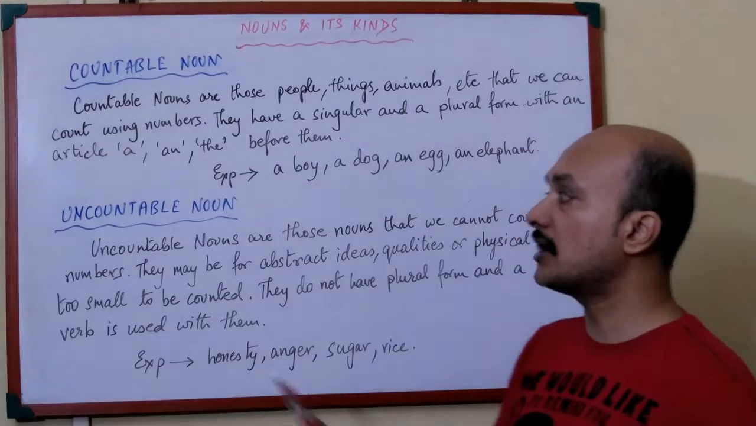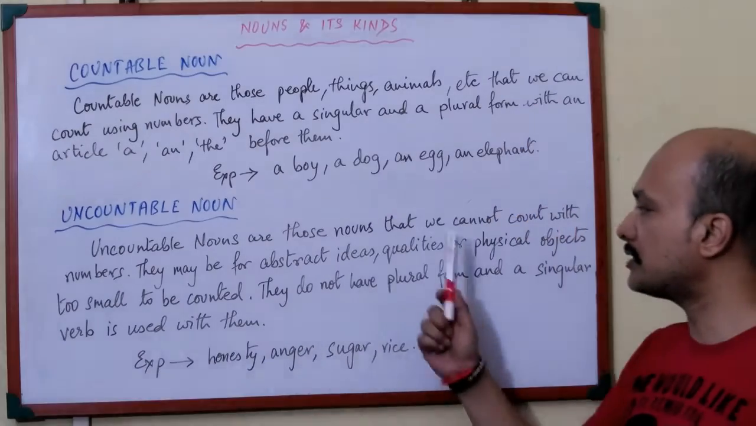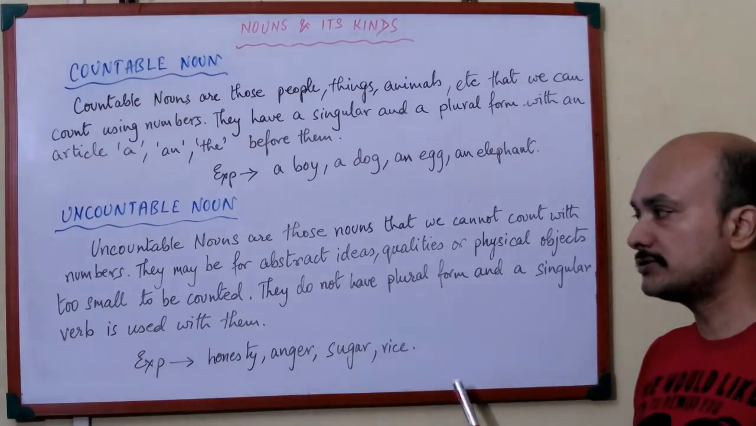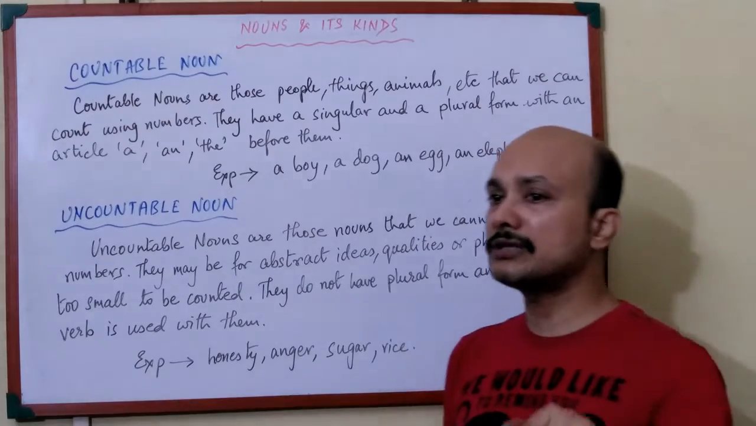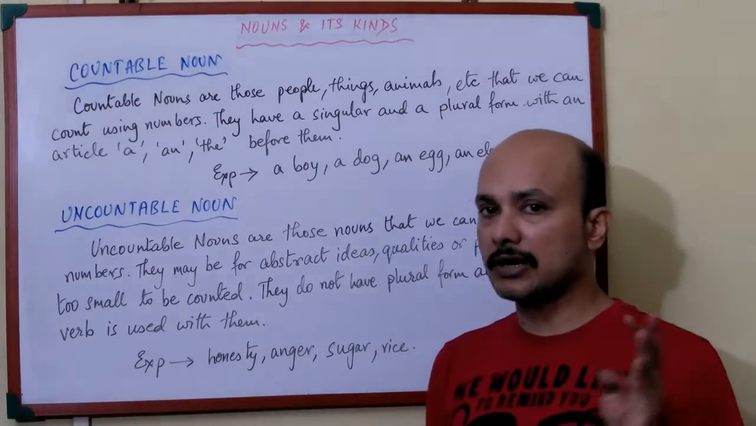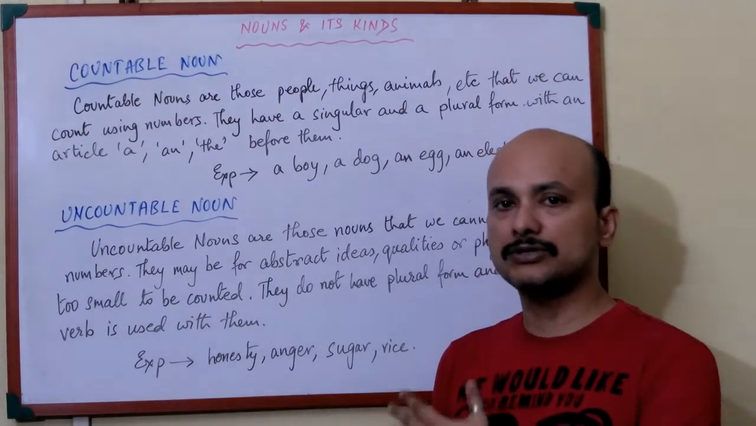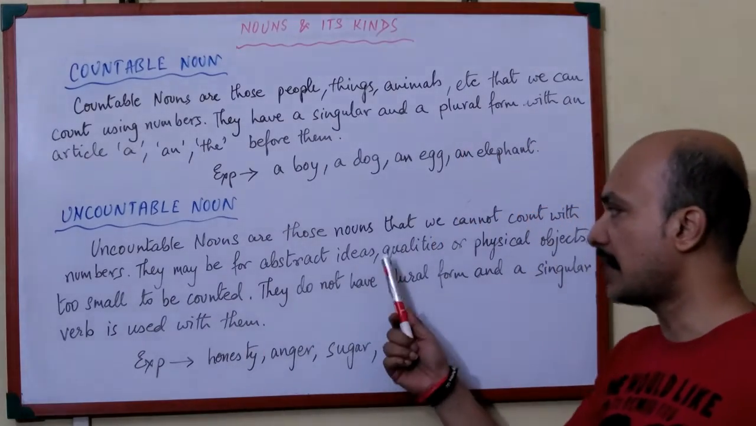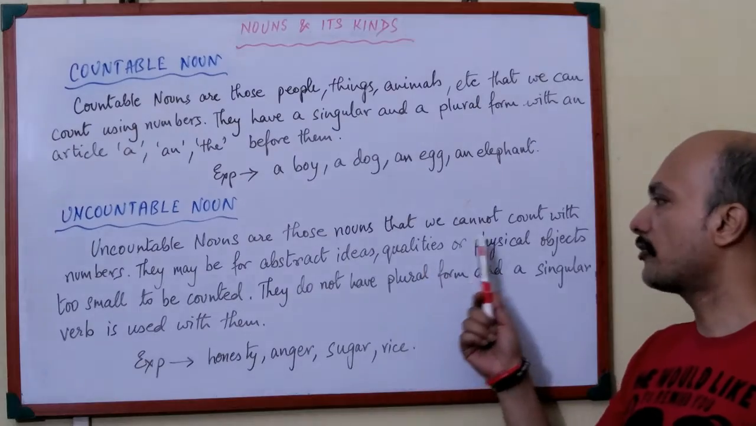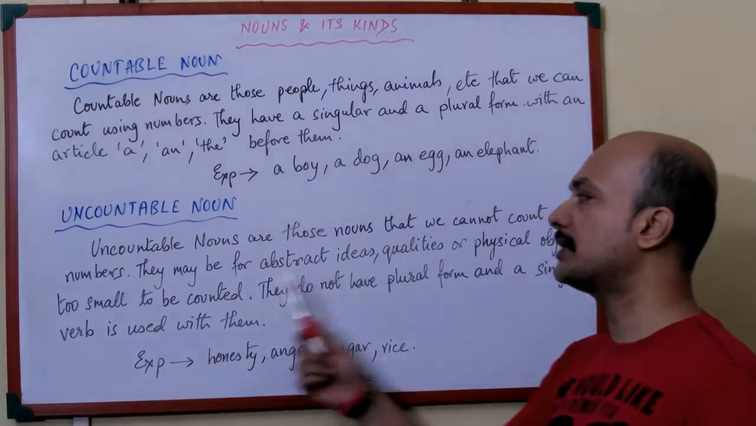Moving to the next part, which is uncountable nouns. Now uncountable nouns are those nouns that we cannot count. The word itself suggests it, with numbers. Here you cannot count them with numbers. In countable you can count them with numbers 1, 2, 3, 4. Here you cannot count them with numbers. They may be for abstract ideas, qualities or physical objects too small to be counted.